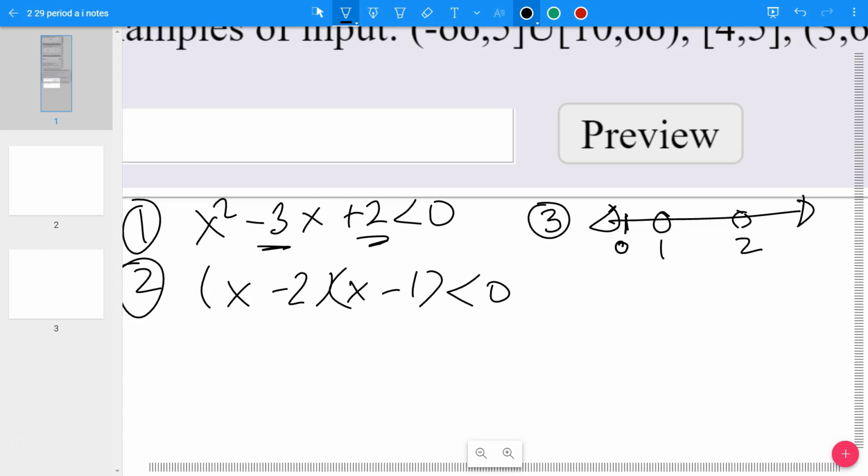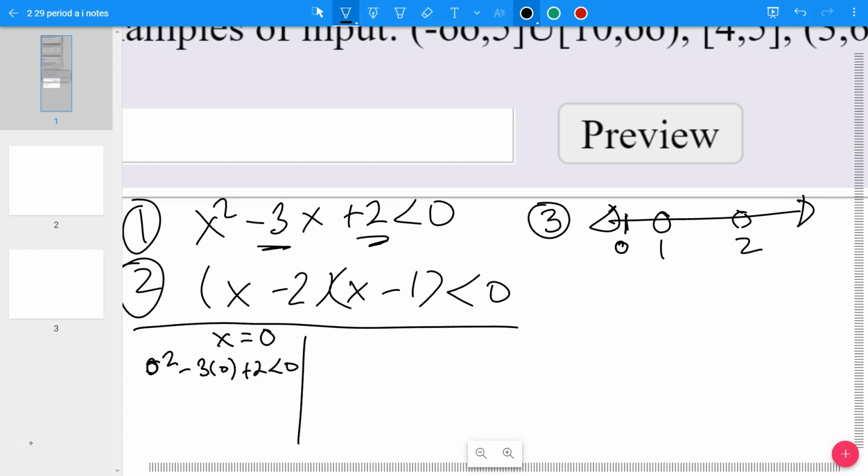So let's see here. I'm going to do that over here. Let me separate the work. I'm testing with x equals 0. And you can use the factored form or you can use the original form. I'm going to use, for example, the original form. I have 0 squared minus 3 times 0 plus 2. Is that less than 0? We'll check it. 0 squared is 0. -3 times 0 is 0. Those two terms go away. And is 2 less than 0? That's false. Well, that tells you that the range to the left of 1 on the number line would not be part of the solution because the inequality is false.